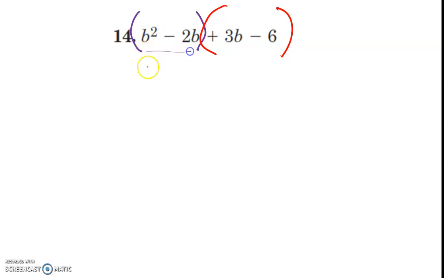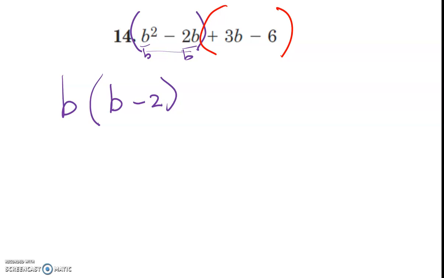So looking at the first group, if you can see that's purple, the only thing they share is a B, so I'm going to take that B out. I'm left with a B minus 2. When I divide that B out, I'm left with B minus 2. My goal is to get a B minus 2 on the other side.